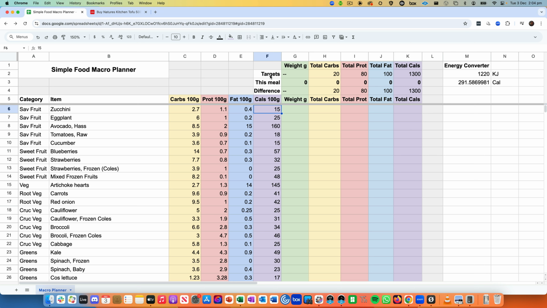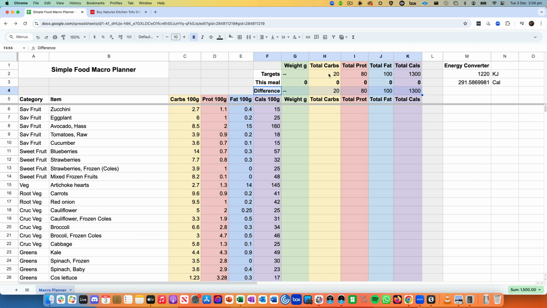Up the top here, I've got the outcome of how this bottom area is populated. I've got the targets in terms of the amount of carbs, protein, fats, and calories. Then there's this particular meal, how the spreadsheet is looking at the moment, and the difference between the shape of this meal versus my targets.